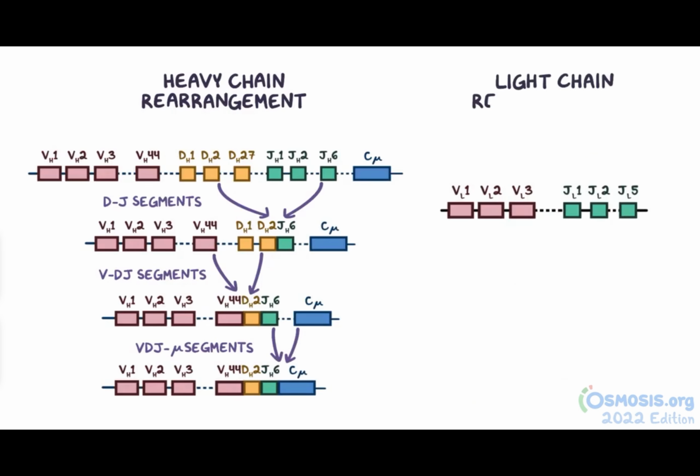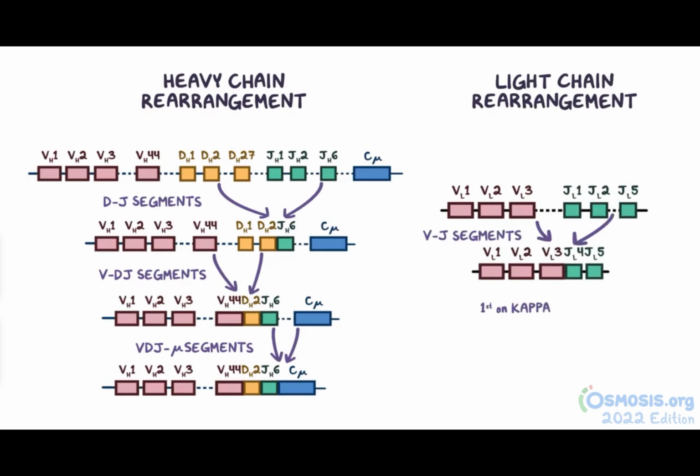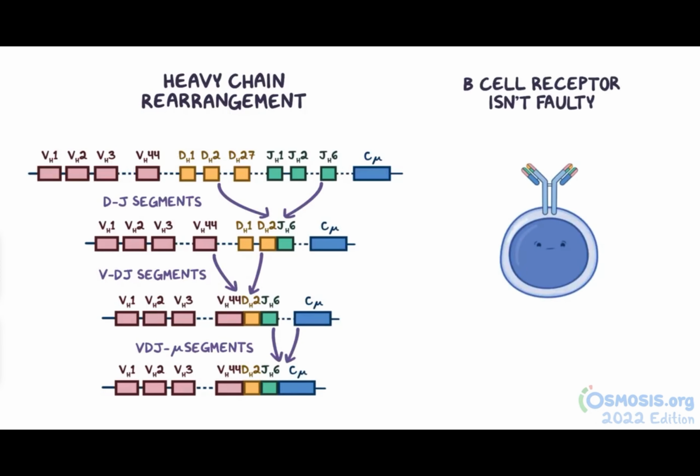Each daughter cell rearranges its light chain by combining the VJ segments, first with the kappa chain genes and then with the lambda chain genes. If the B cell receptor isn't faulty or self-reactive, then it'll express the IgD constant region, which will allow it to be released into the periphery as an immature B cell.